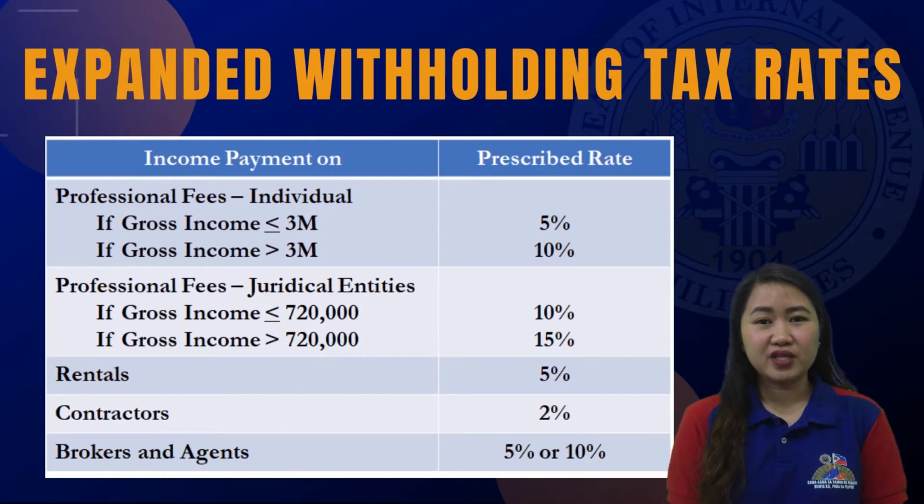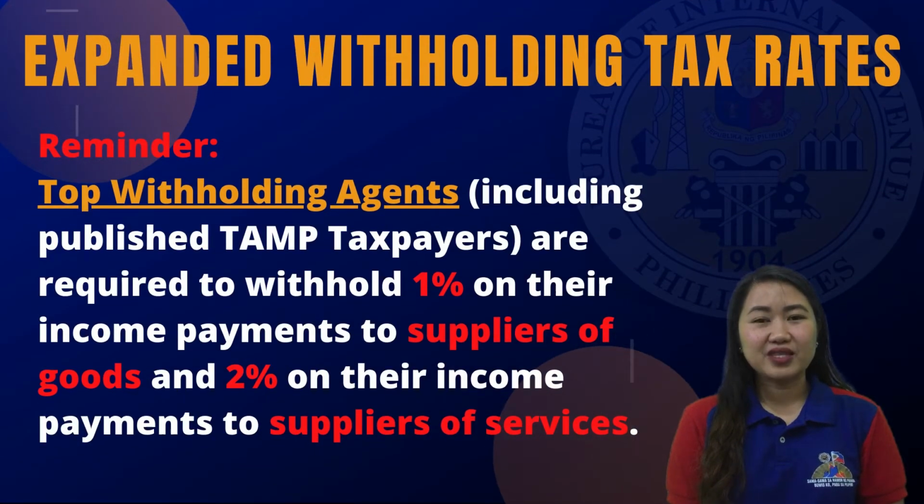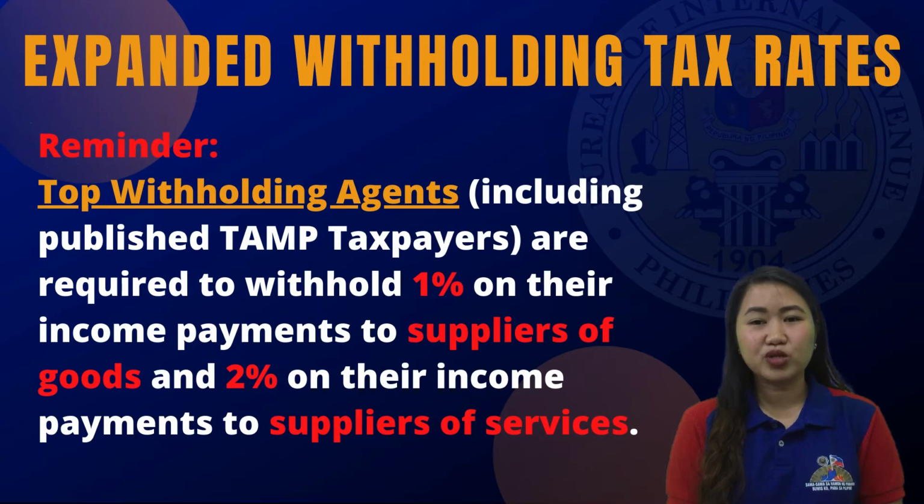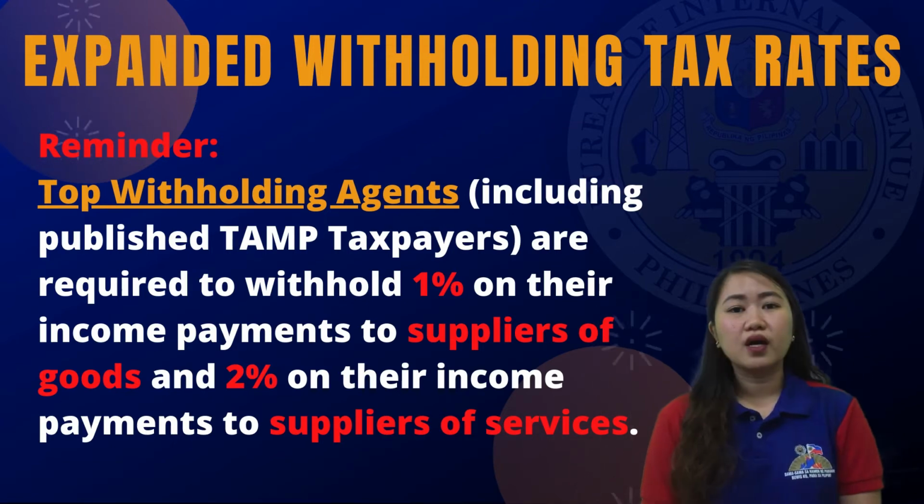Visible on your screen are some of the common income payments and their prescribed expanded withholding tax rates. Please be reminded that if a taxpayer is a top withholding agent, they are also required to withhold 1% on their income payments to their supplier of goods and 2% on their income payments to their supplier of services.